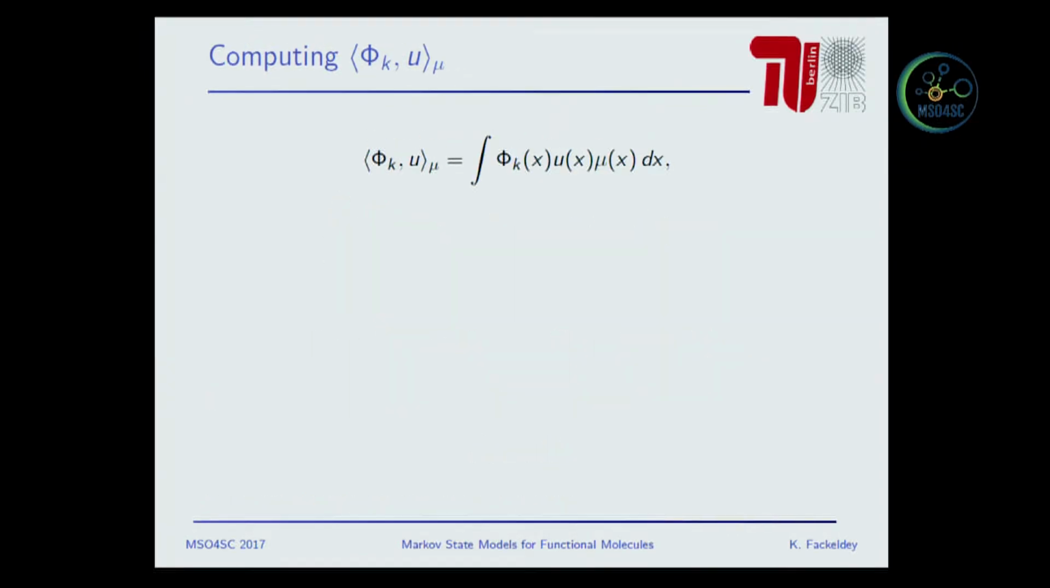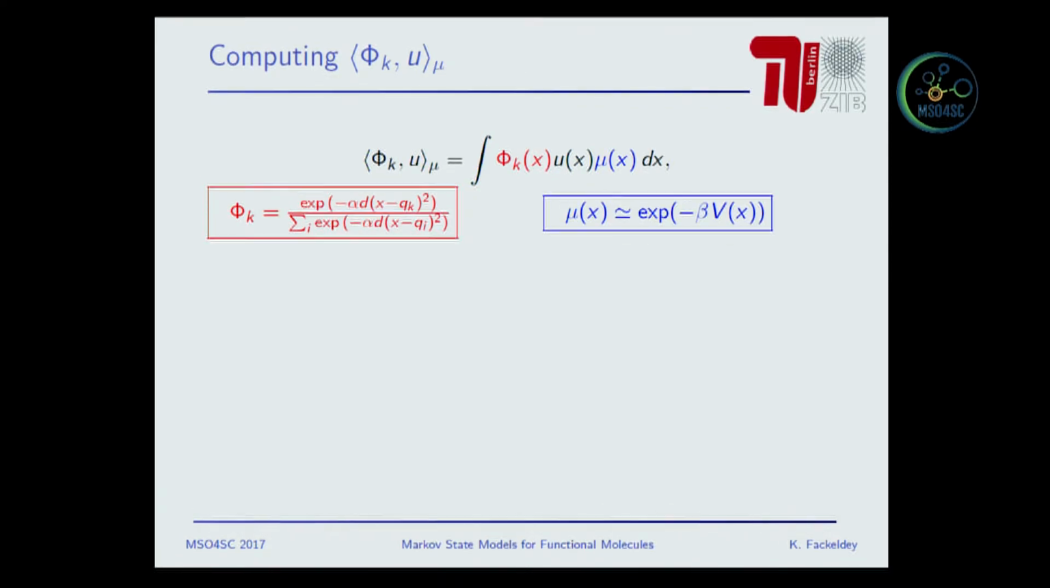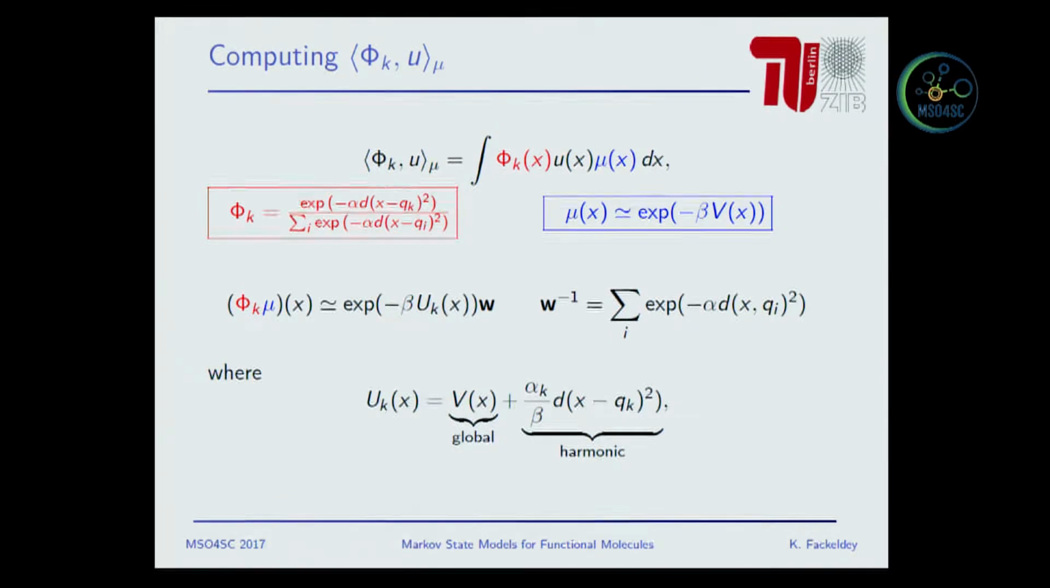The trick is to consider these scalar products, which have to be computed for the eigenfunctions, in a certain way. Have a look first at what these basis functions are. It can be shown that the basis functions form a partition of unity, and we have this mu, the global distribution, and this is the problem since it's global. The idea is to combine them so that we only need to compute these localized potentials.